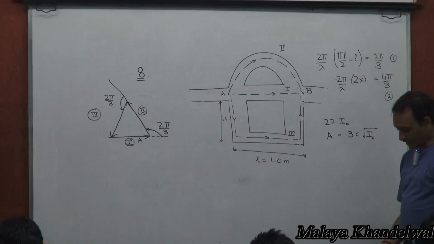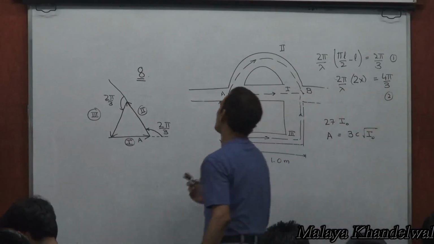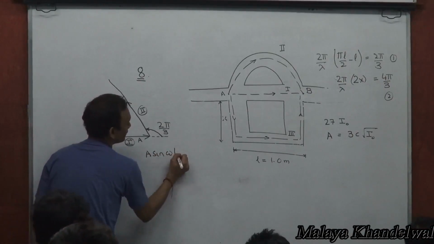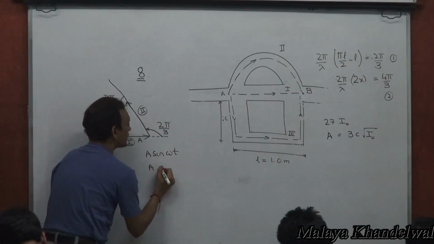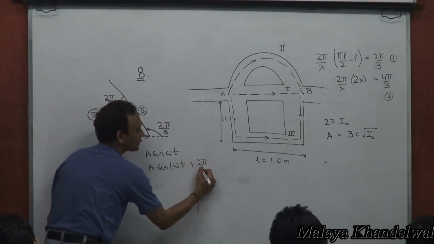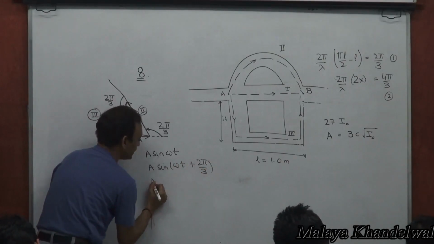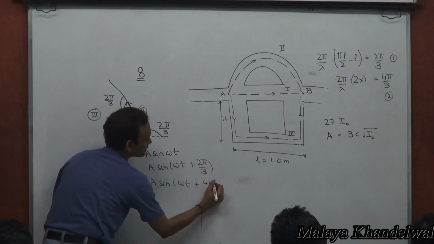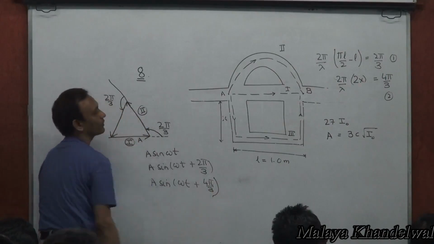So find the equation of the three waves arriving at B. So one of the waves, let's say the zero phase, is A sine omega t. The other wave is A sine of omega t plus 2 pi by 3. The third one, when it arrives at B, is of the form A sine of omega t plus 4 pi by 3.